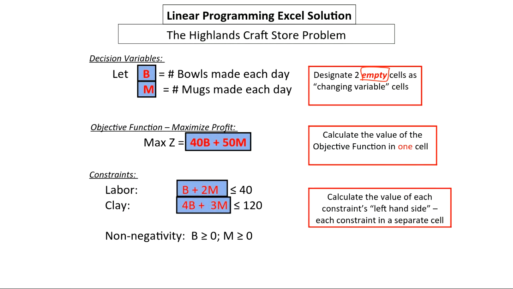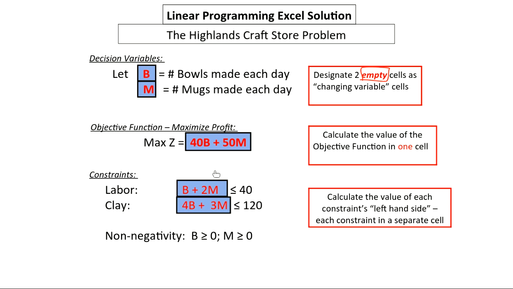And then somewhere on the spreadsheet, it doesn't matter where, you need one cell where you calculate the objective function value. Let me see if I can explain this. First of all, I want you to notice that each one of these darker blue boxes represents a cell. This is the cell that represents the bowls. This is the one cell that represents the mugs. Both of those stay empty. This will be one cell where Excel calculates the value of the objective function. There's also one cell where Excel will calculate the value of the labor used, and the value of the constraint that's used for the clay.